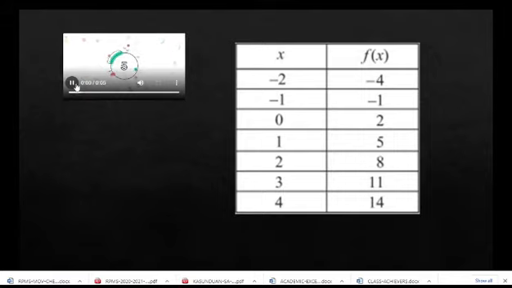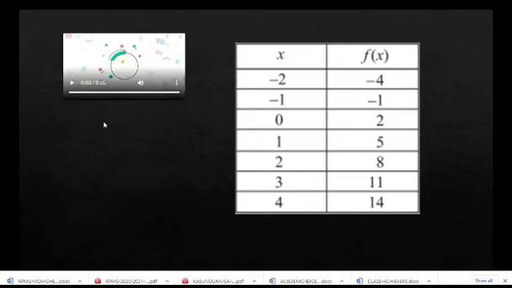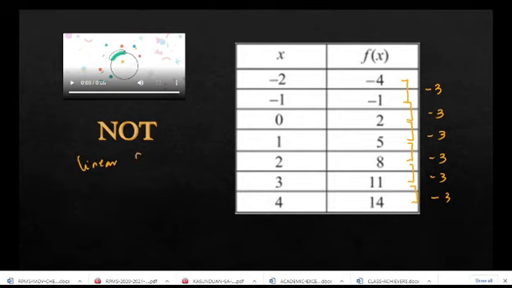Time starts now. Okay, so let us check. This is f of x. So negative 4 minus negative 1, we have negative 3. Negative 1 minus 2 is negative 3. 2 minus 5 is negative 3. 5 minus 8 is negative 3. 8 minus 11 is negative 3. 11 minus 14 is negative 3. So, first difference natin ay equal na siya. So, kung ang sagot natin is not, therefore we are correct since this is an example of a linear function.